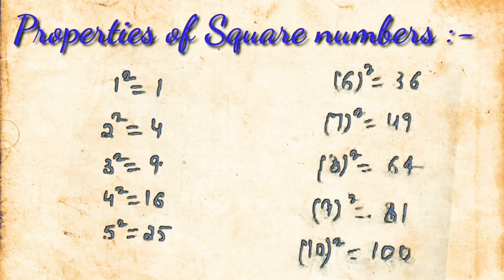Similarly, 5 square will be 25. 6 square will be 36. 7 square will be 49. 8 square will be 64. 9 square will be 81. And 10 square will be 100.